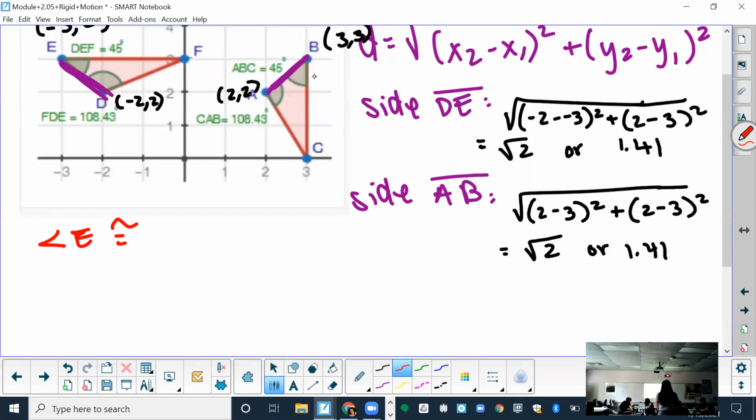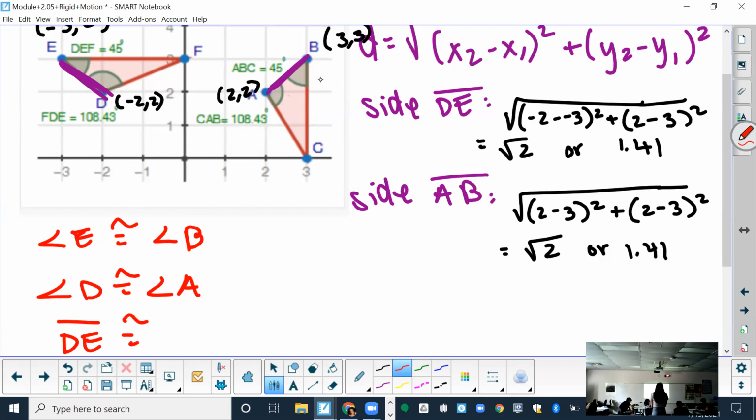All right, to summarize our work, we can say angle E is congruent to what angle on the other triangle or point E? B, good. We can say angle D is congruent to what angle? Angle A. We can say that side DE is congruent to what side? AB, good.